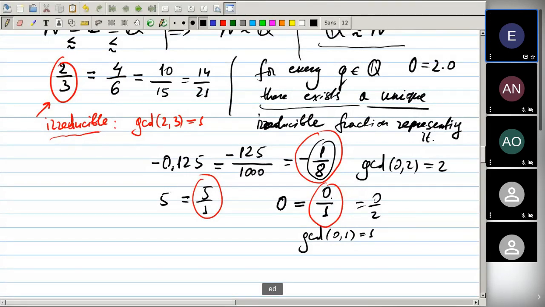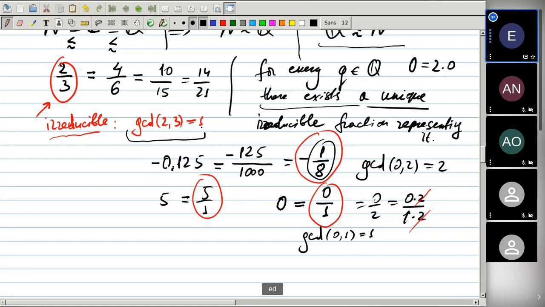0 over 2 is reducible because you can divide both the numerator and denominator by 2. Yeah, okay. You can cancel 2 out here. And here you can cancel nothing. Formally, this boils down to computing the greatest common divisor. So formally, you say that a fraction is irreducible when the greatest common divisor of its numerator and denominator equals 1.